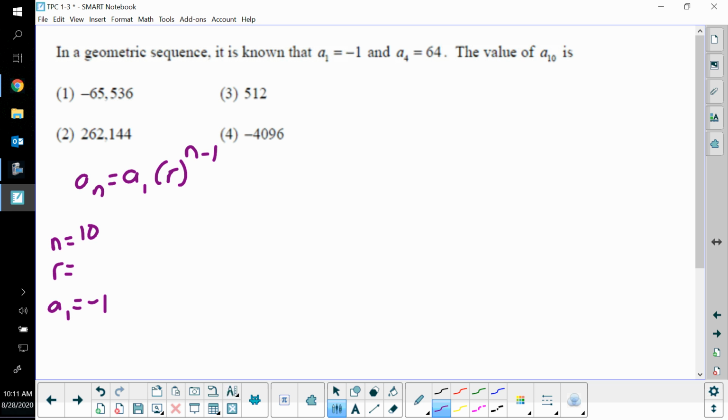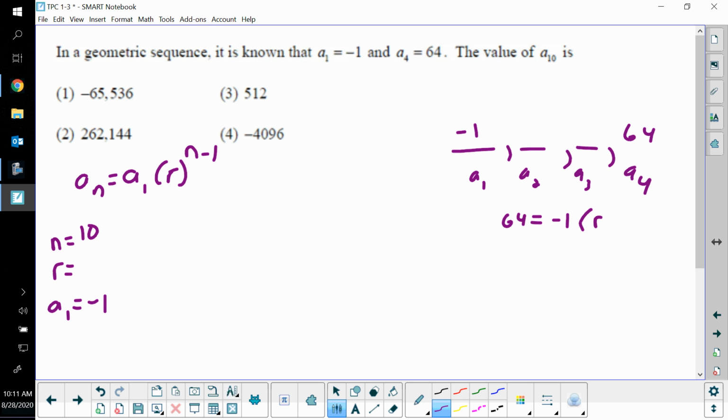So what we have to do is do one of our geometric ones with our spots to find what R is. We can put 64 in for AN for a second. A1 will be -1, and we'll have R raised to the 4 minus 1 because 64 is in the fourth spot. If we divide the -1 over, we get -64 equals R to the third.